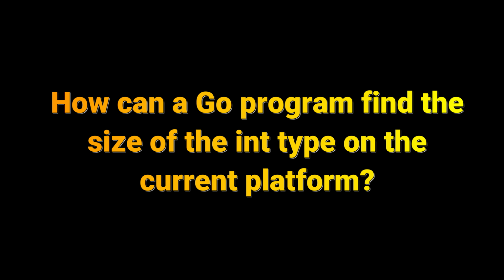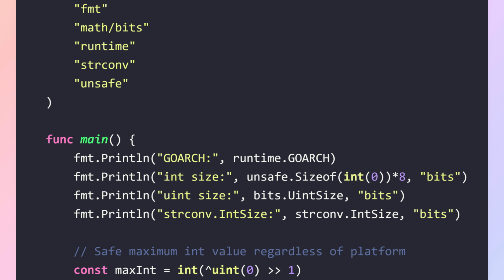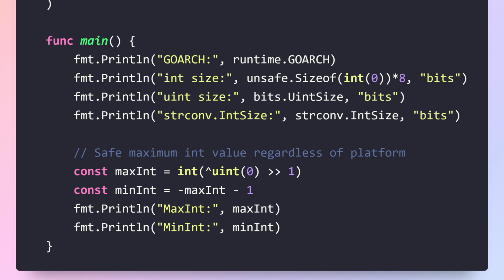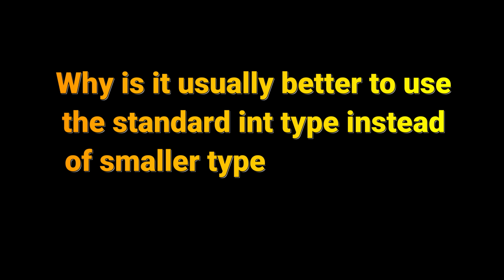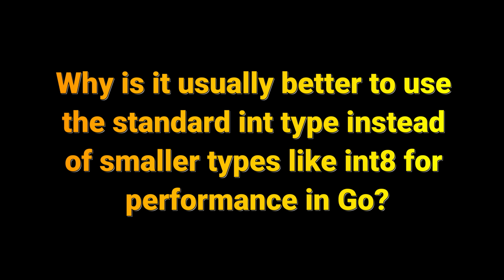Question: how can a Go program find the size of int on the current platform? In Go, the size of int depends on the platform, usually 32 bits on 32-bit systems and 64 bits on 64-bit systems. This is important because it helps you write safe code that works correctly on all platforms. For example, you can calculate the maximum and minimum int values in a safe way, using bit operations instead of assuming a fixed size.